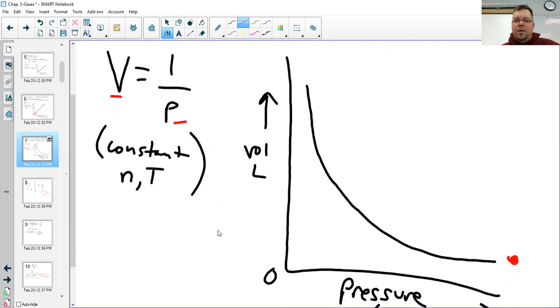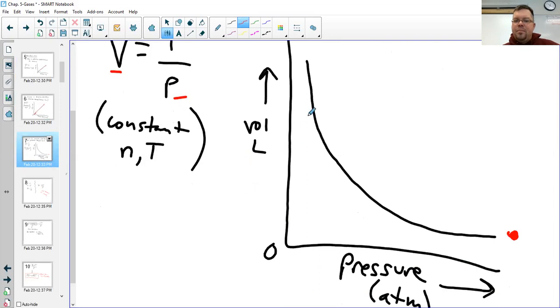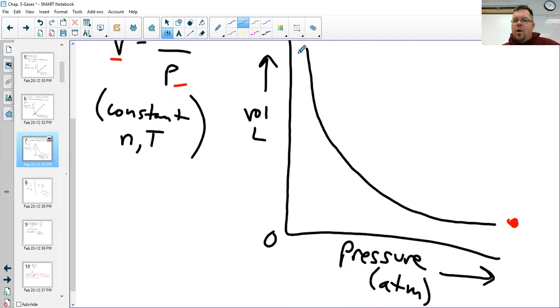What does this ultimately look like on the graph here? Volume is on the y-axis, and pressure is on the x-axis. If you are increasing the pressure, it looks like this. I think it's called a parabolic curve in this inversely proportional relationship. Extremely low pressures equate to really high volumes. Extremely high pressures equate to really low volumes of a gas, which kind of makes sense.